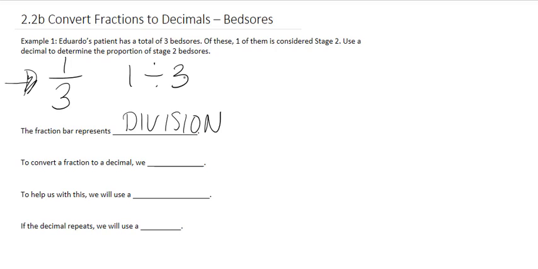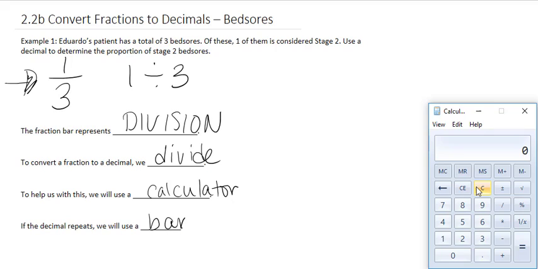So to convert our fraction to a decimal, we divide. To help us with this, we will use a calculator. If the decimal repeats, we will use a bar, which will be shown in an example right here. So here, let's get our calculator out. For this example, we have 1 divided by 3.